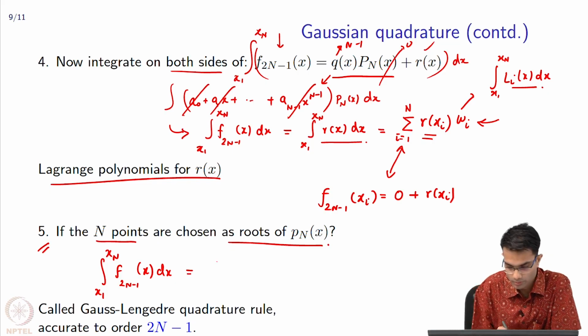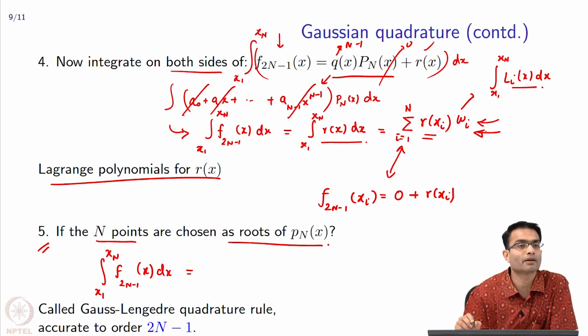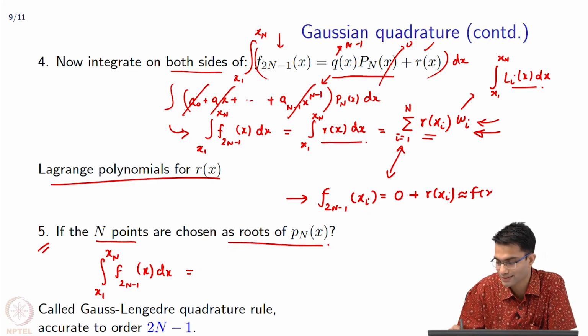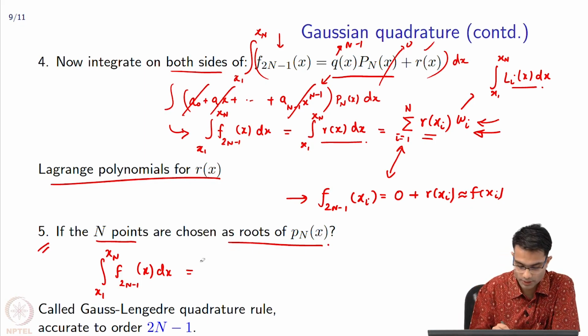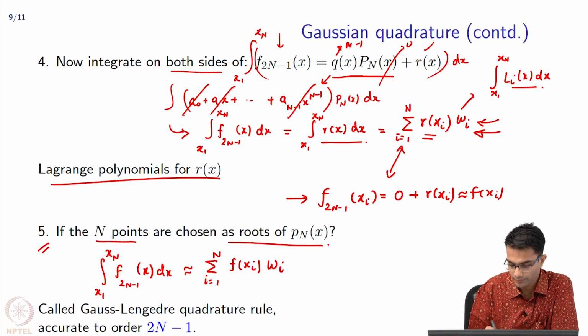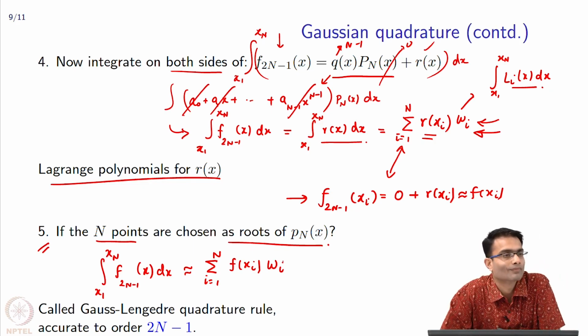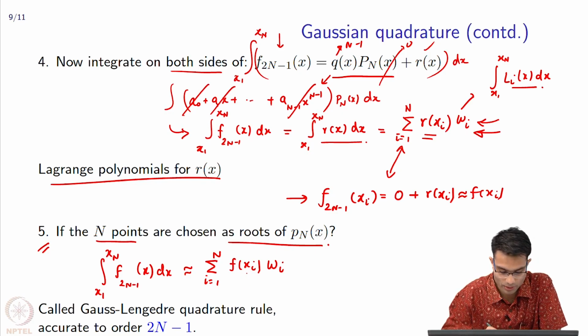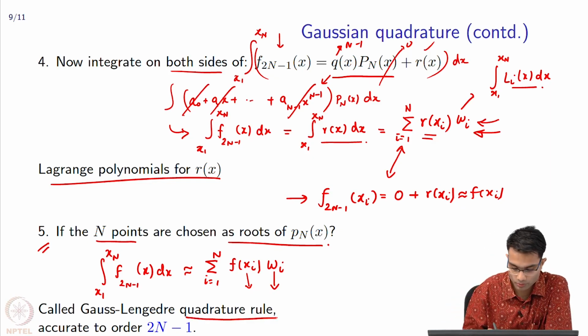So, putting this and this together, the integral from x1 to xn of f2n minus 1 x dx is equal to, now I will use this guy over here, but I can replace r of xi by f of xi. So, anyway this whole thing was an approximation of f(x) itself, right. So, approximately, the sum over i equal to 1 to n of f of xi wi. So, does this look like a quadrature rule? It looks like a quadrature rule. Why? Because the node values are to be given, the weights are given which are independently calculated. So, I have got a quadrature rule.